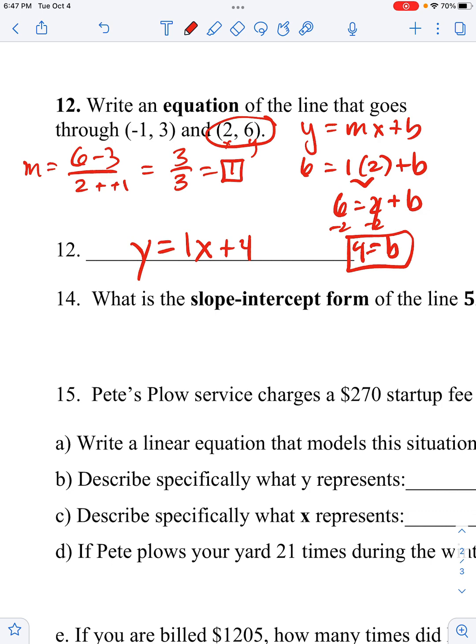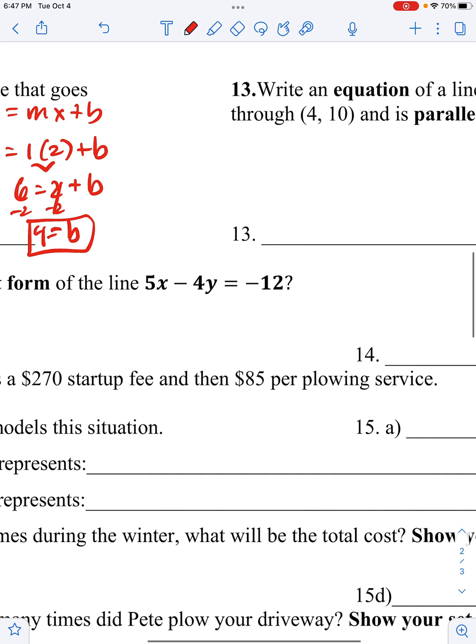You don't really have to write the 1. You could just write it as y equals x plus 4. But if you're better at visually representing it and thinking, okay, I got a 1 up here, so I'm going to write it in, certainly not wrong.